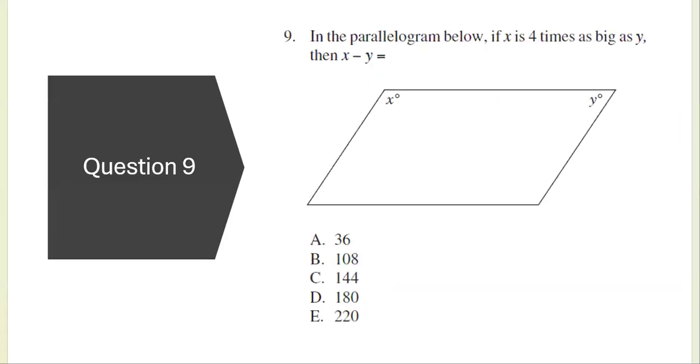All right. Number 9. In the parallelogram below, if x is 4 times as big as y, then x minus y equals what? We used this concept not long ago. We know that x and y are supplementary. So x plus y equals 180. And then we can make a substitution. X is 4 times as big as y, so x equals 4y.